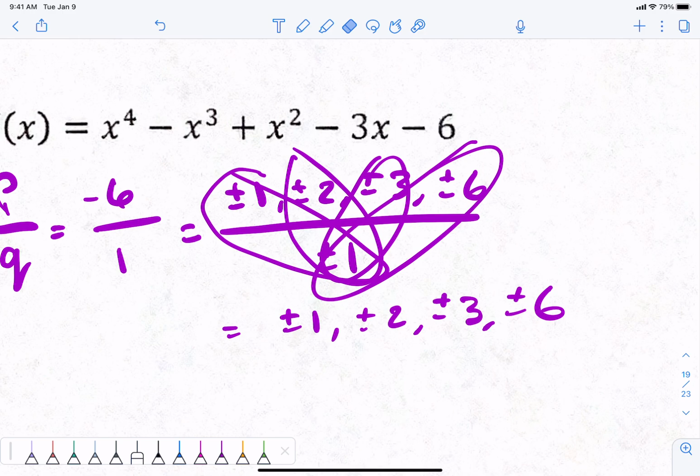All right, Mallory's got 1, so she's plugging 1 and -1 in. You got the 1s, right? You got 2s and -2s. Maddie's got the 6s. Ellie, you got the 3s. So do the positive and negative of those guys. Plug them in, see what you get.